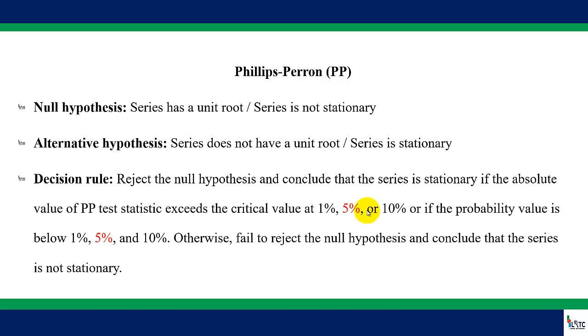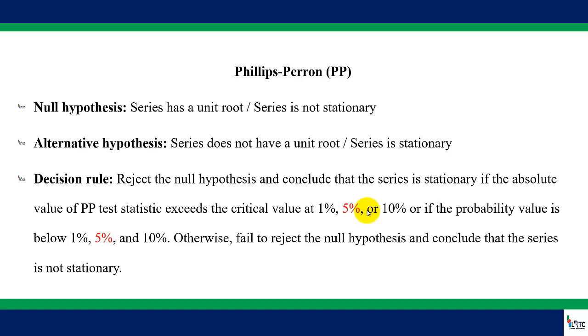Take note, you have three critical values. The first one is 1%, the second one is 5%, and the third one is 10%. So if the test statistic is greater than any of those three critical values, you conclude that the series is stationary. Or if the probability value is less than 1%, 5%, or 10%. Otherwise, you fail to reject the null hypothesis. In other words, you accept the null hypothesis and conclude that the series is not stationary.